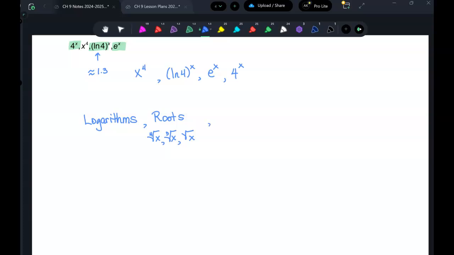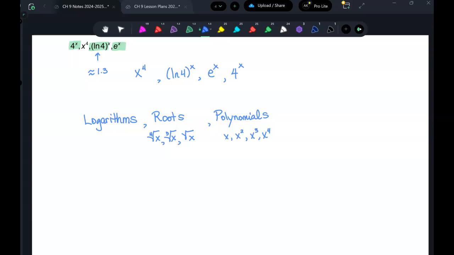After roots, now we have our polynomials. Aren't roots just polynomials to a rational small power? Technically. Okay, I'm going to ignore that. So if we start with a polynomial, like x squared. And then exponential functions.